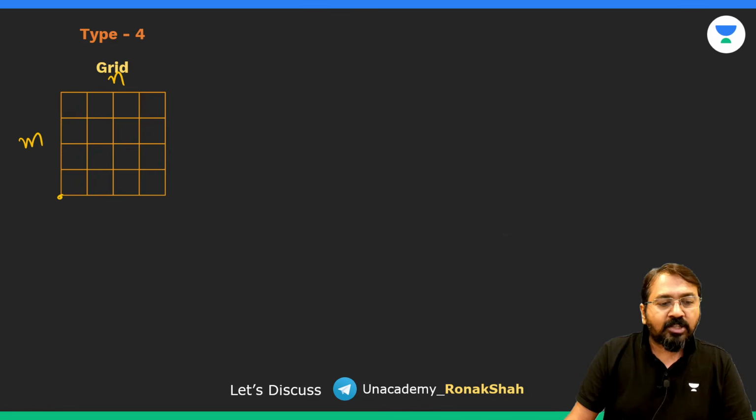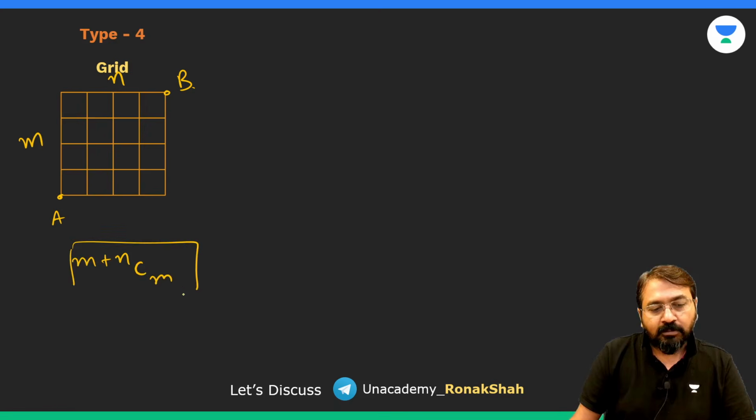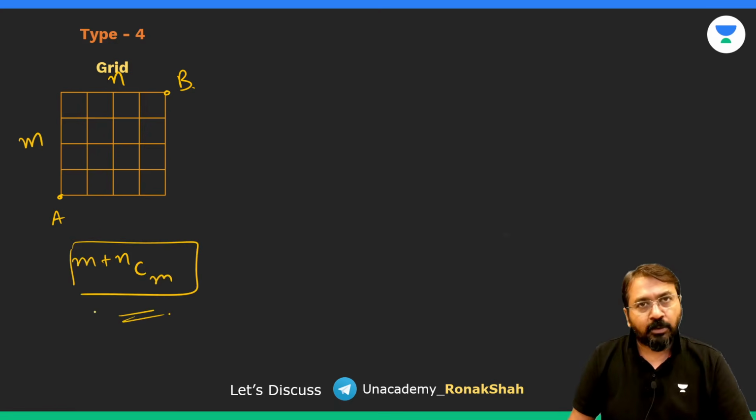Then you will be asked to find the number of shortest paths to go from A to B, the different number of shortest paths, right? It will always be based on shortest path. So here we can directly use the formula (m plus n) C m. So this is the formula to calculate the number of ways in a grid question.